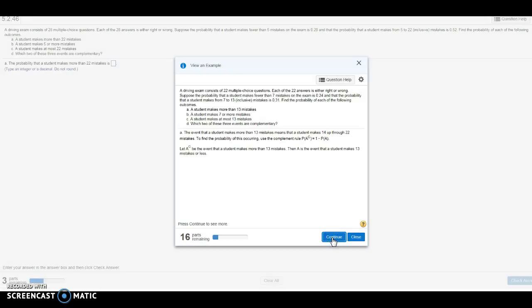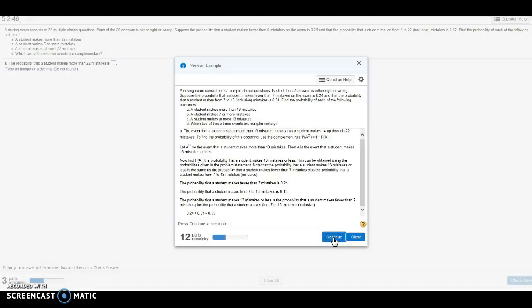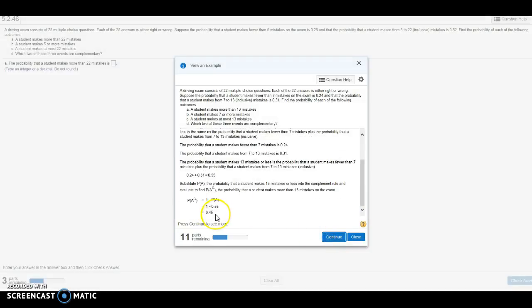I'm going to hit continue. The complement of an event is they make more than 13 mistakes, and so for them to make less than 14 is going to be 0.55. I'll subtract that from 1 and get 0.45. That's the probability they will make more than 13.